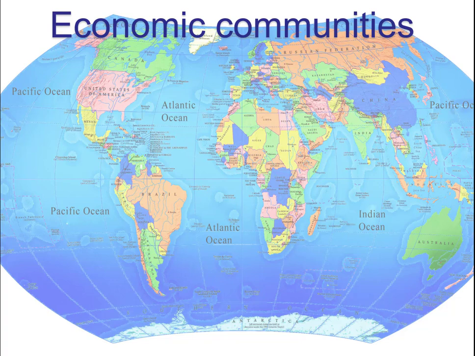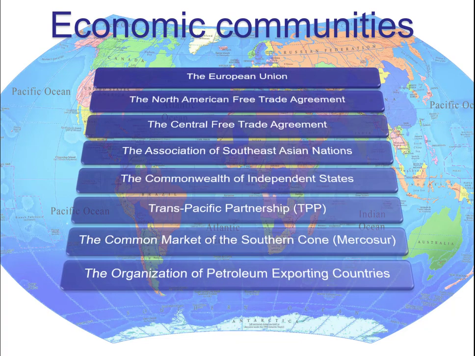Other economic communities include the Central American Free Trade Agreement, the Association of Southeast Asian Nations, the Commonwealth of Independent States, and the Trans-Pacific Partnership, known as TPP. You might have even heard of the Common Market of the Cone, or the Organization of Petroleum Exporting Countries. So there are a lot of different communities out there, and the ones I just mentioned are just a few of the different economic communities that currently exist.